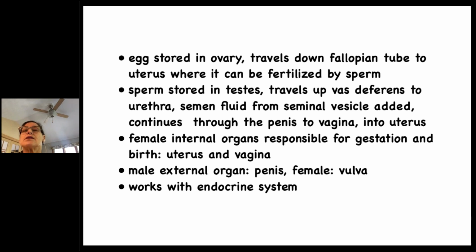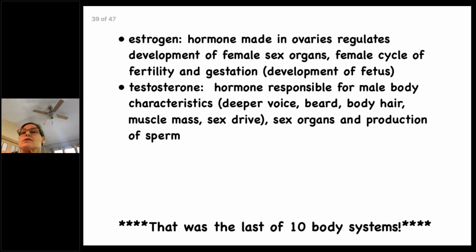And the reproductive system has to work closely with the endocrine system for the female cycle and development of female sex organs. Testosterone is the hormone responsible for male body characteristics: a deeper voice, beard, body hair, muscle mass, sex drive. Also for the development of sex organs and the production of sperm.